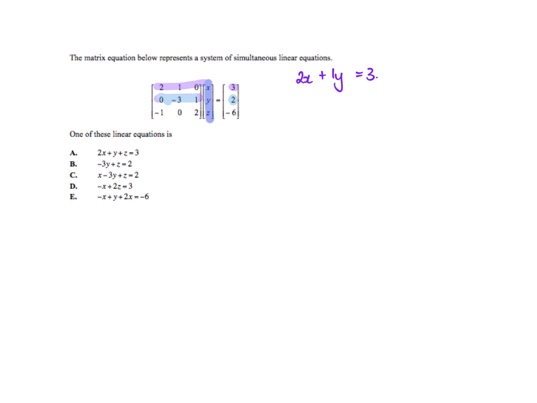So the next one is -3y plus z equals 2. So remember, this has got to be x, y, z along there. And then the last one would be -1x plus 2z equals -6. So is there any of those equations in B? Yeah, so there's one of them.